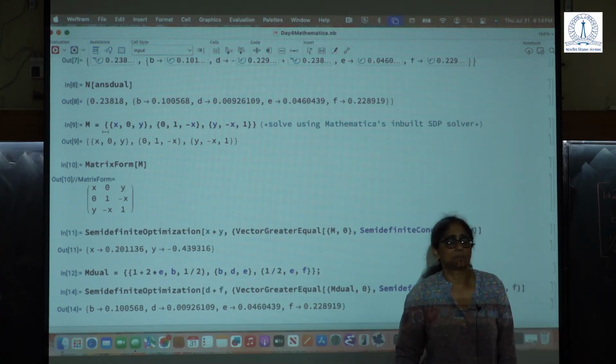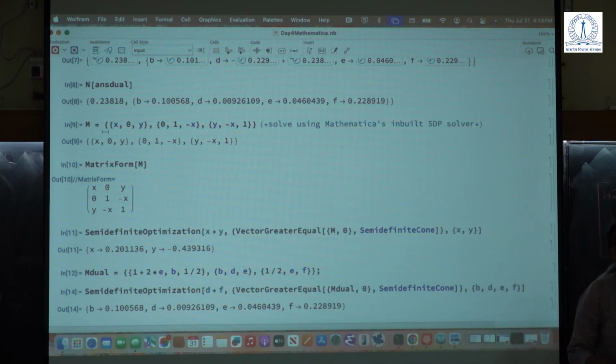So Mathematica is not the most sophisticated way to solve an SDP. There is dedicated software for SDP. So if you're solving some big thing, you should go to a different software. But for small problems, it's really convenient. You can just do it in the same.